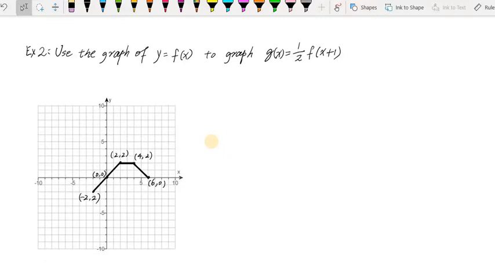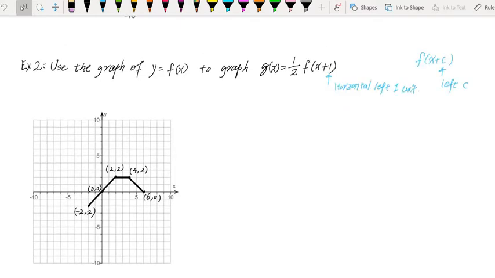So example 2, we have: use the graph of y equals f of x to graph g of x equals 1/2 f of x plus 1. So in this case, first we've got to think, all right, we do have 1/2 outside, right? Another thing is we realize there's not only f of x, we actually have x plus 1.